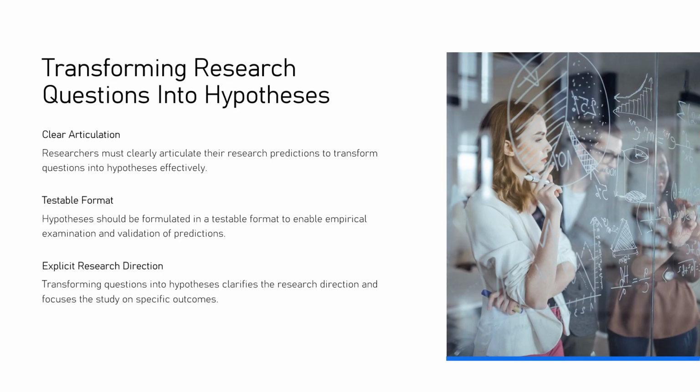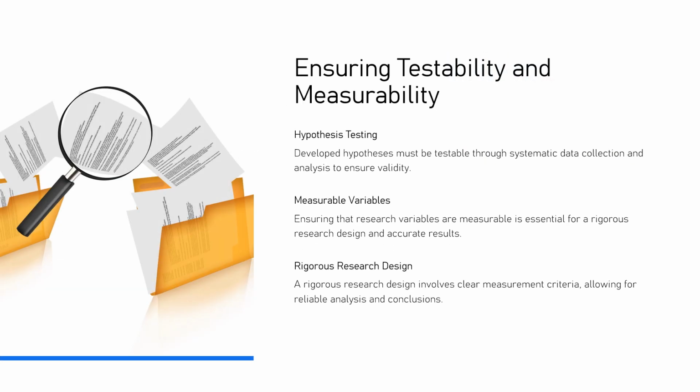To transform research questions into hypotheses, researchers need to articulate their predictions in a clear and testable format. This process makes the research direction explicit. It's crucial that the developed hypothesis can be tested through data collection and analysis. Ensuring that variables are measurable allows for a rigorous research design.